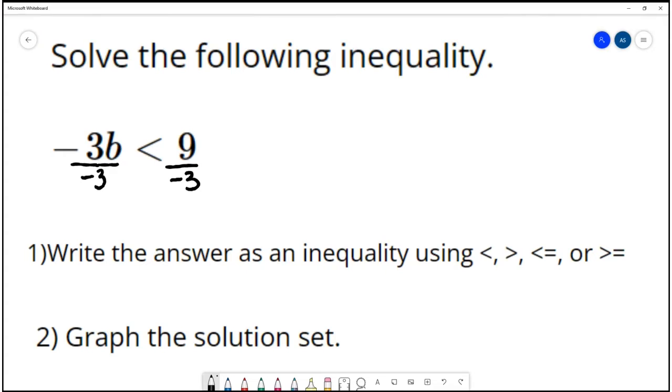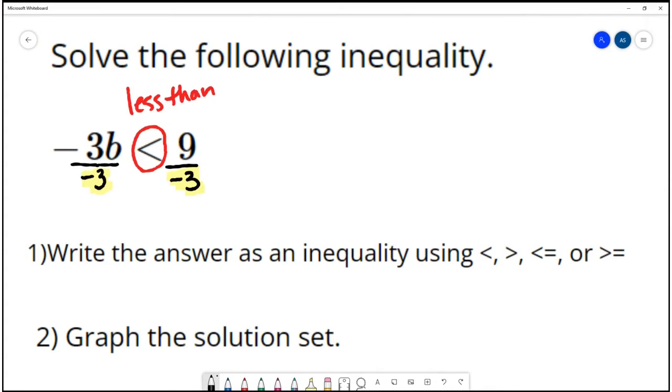Now, an important difference between equations and inequalities is that whenever you divide an inequality by a negative, you need to reverse the inequality to keep the inequality true. So this inequality symbol is a less than symbol, and we're going to reverse it to a greater than symbol since we divided by a negative number.